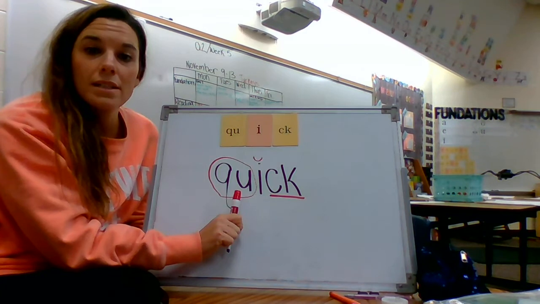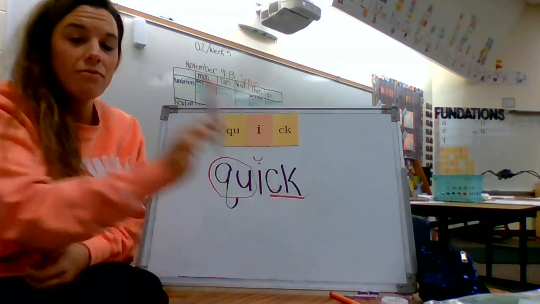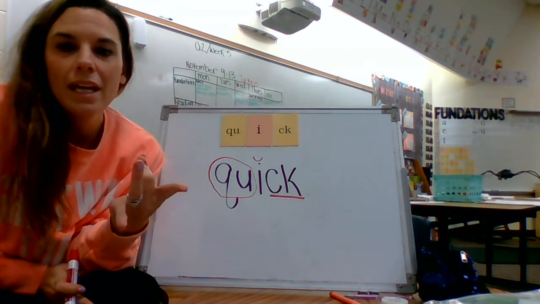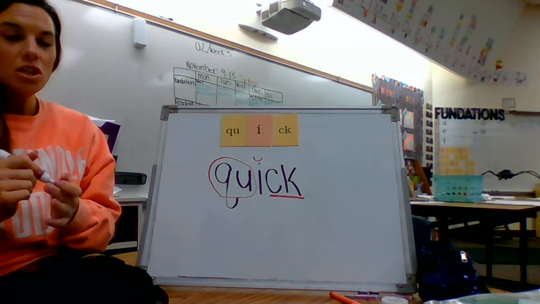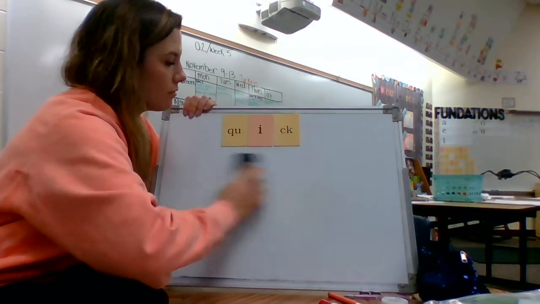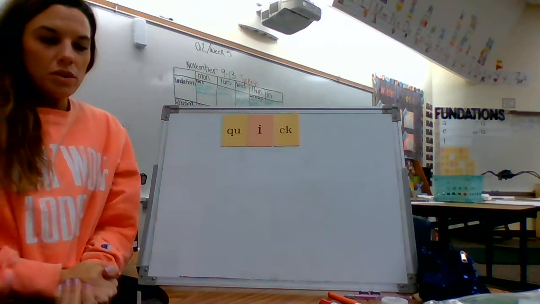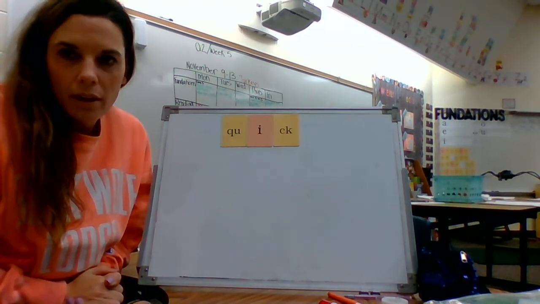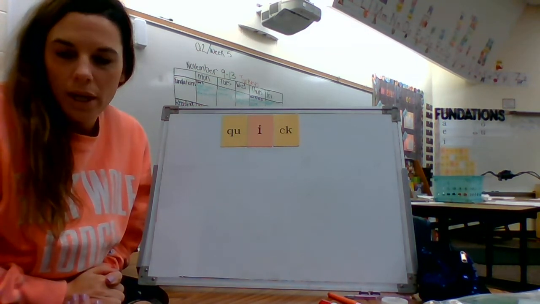So now when I sound out this word, I know I have a buddy letter, a short vowel, and a digraph. Let's sound it out again. Do it with me one more time. Qua, I, k. Quick. Good job. I'm going to use our word of the day in a sentence. Okay, so here is the sentence I'm going to use. Jack ran to the bus quick.